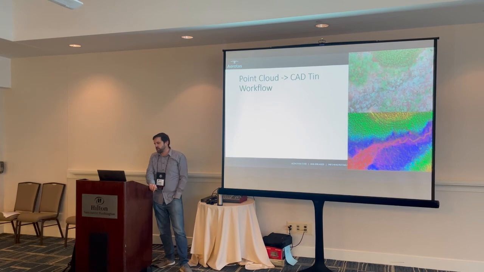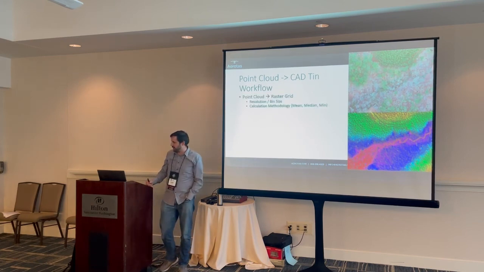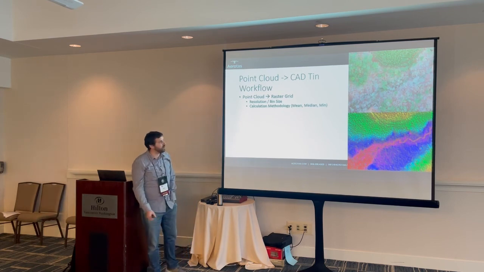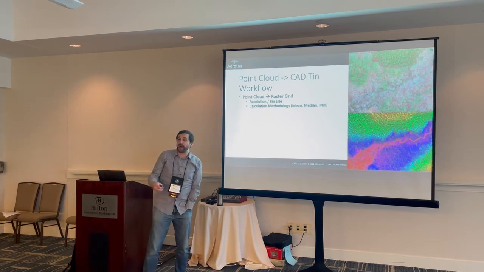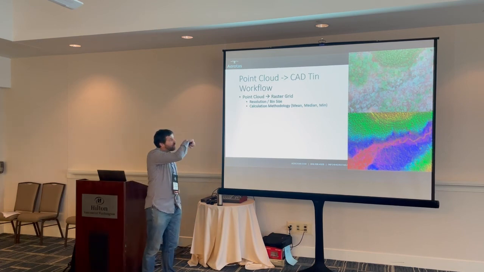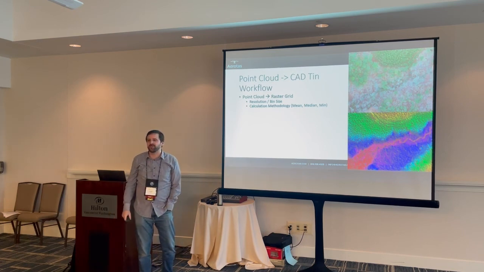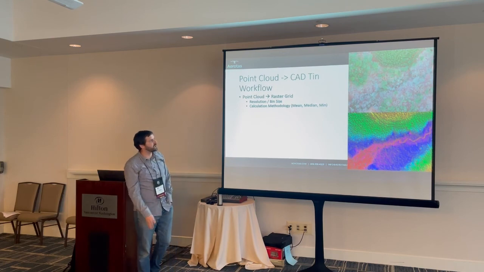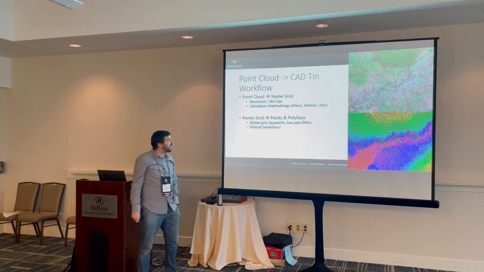So the workflow that we use to go from a point cloud to an actual CAD TIN: you start with your point cloud, creating a raster grid. Resolution and bin size, we typically like about 1 foot for each individual pixel. And we find mean or median, depending on the individual sensor, both work. We don't like using minimum because of what I've said about them being clouds.